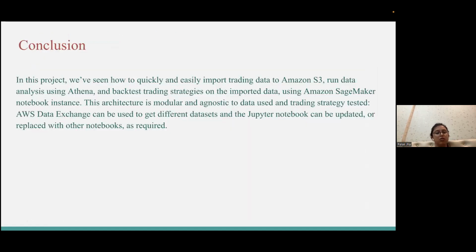So overall in this project, we have seen how to import the trading data into Amazon S3, how to analyze and get the data from Amazon S3 using Athena, how to visualize the data using Amazon QuickSight, then how to train the model using Amazon SageMaker notebook instance. For this project, we have to use a wide variety of cloud applications for implementing stock market investing.